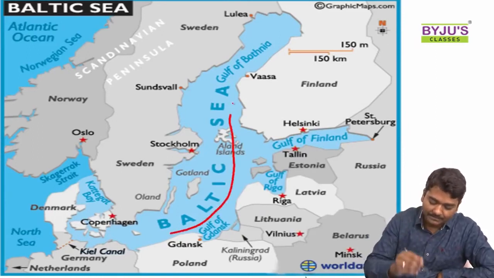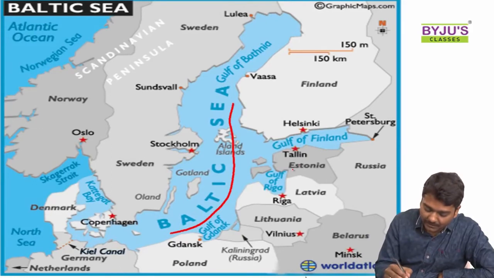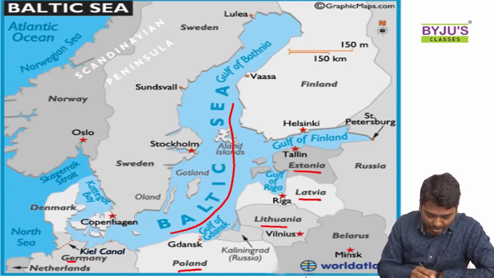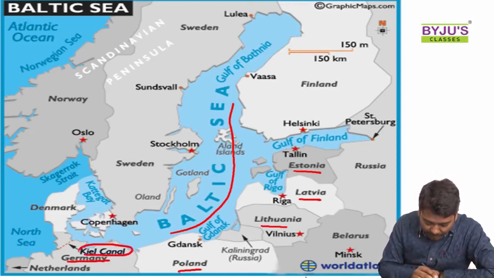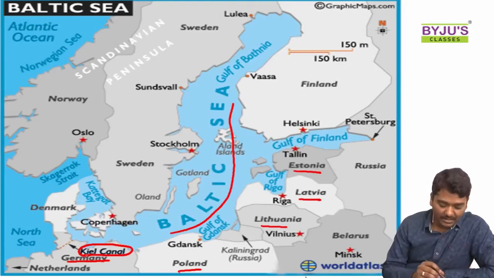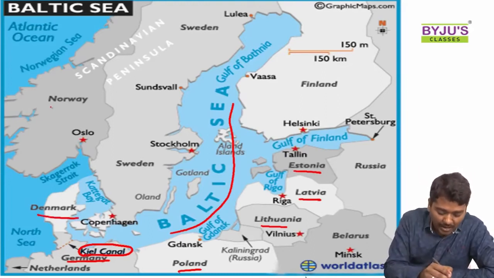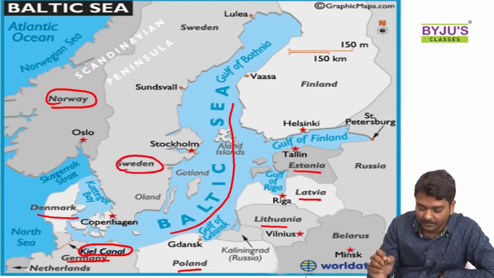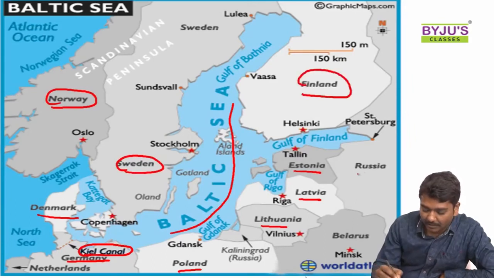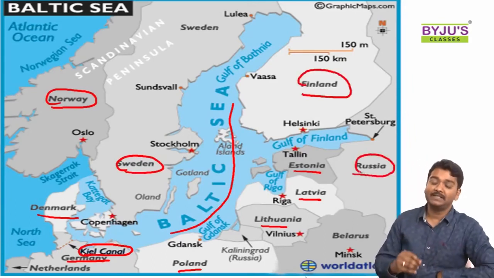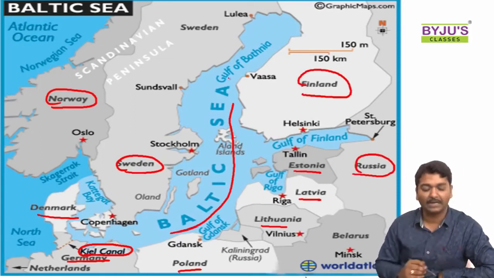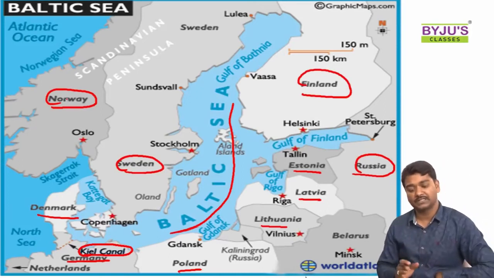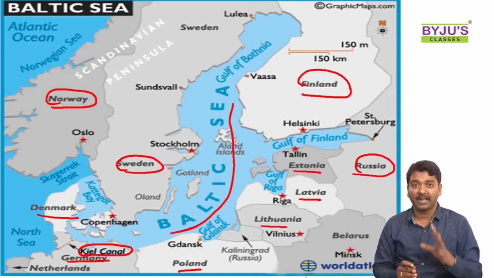You have Baltic Sea, right? You have Estonia, Latvia, Lithuania, Poland, Germany. Kiel Canal is very important. Please know this name. It is actually near Denmark and Germany. Then you have Norway. Then you have Sweden, right? Finland, Russia. So please see the countries which surround Baltic Sea and see the capitals of these countries and arrange them from west to east. All these are important. Please be careful on this.